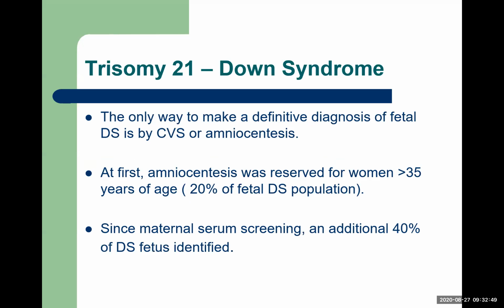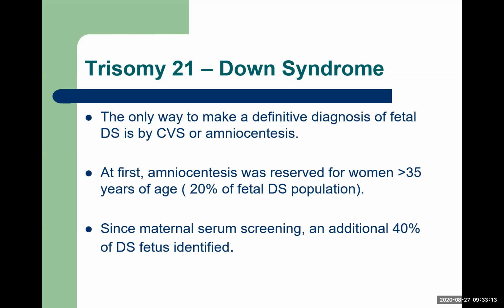So when talking about Down syndrome, which is pretty much what people refer to when they do their AFP screen, it's like, oh, it's my Down syndrome screening, even though we know it screens for other things. It's important to remember that the only way to make a definitive diagnosis is by either CVS or amniocentesis.